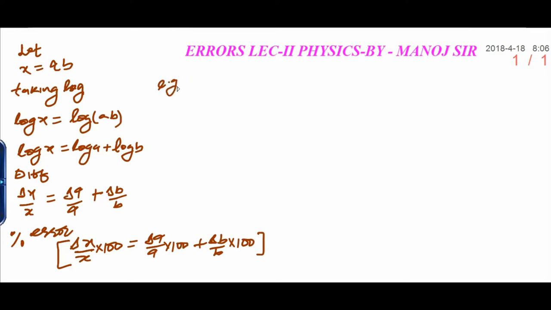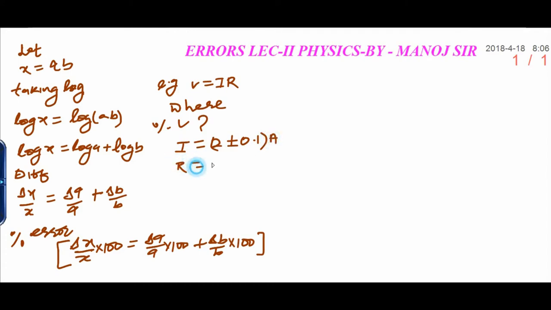Let's see one illustration. For example, V is equal to IR, where you need to calculate percentage error of V. And what is given? Let's see. I is given. I is equal to 2 plus minus 0.1 ampere, and R is also given, that is 4 plus minus 0.2 ohm.